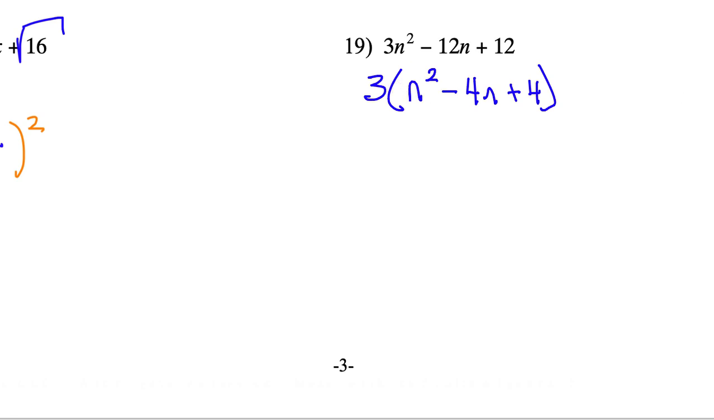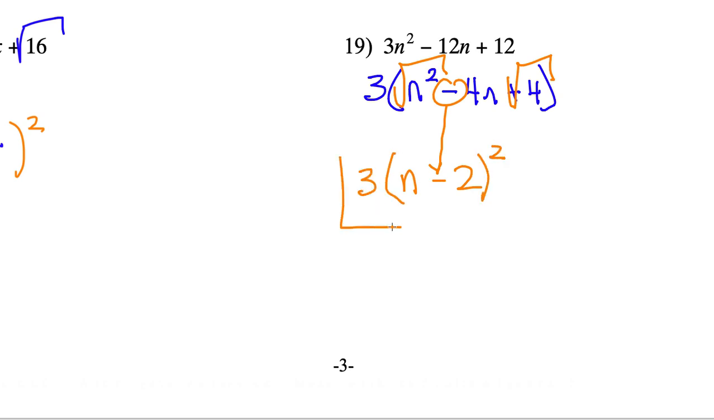So I'm going to square root the first, square root the last. Square root of the first is, shout it out. Square root of the last is? Negative 2. And then, what is the sign? Negative. And then quantity squared. Don't forget your 3 up front. Done. Box it.